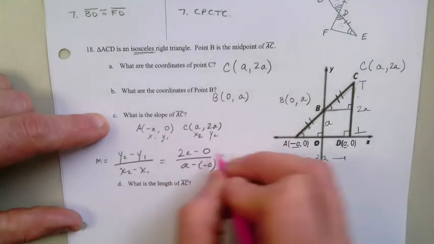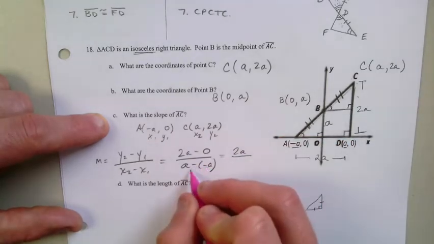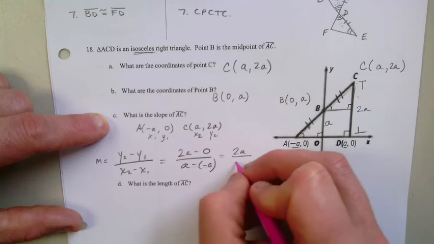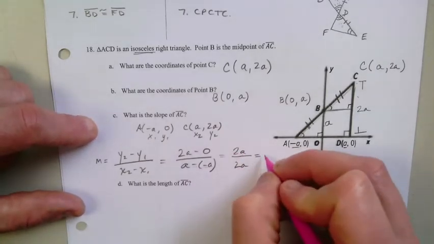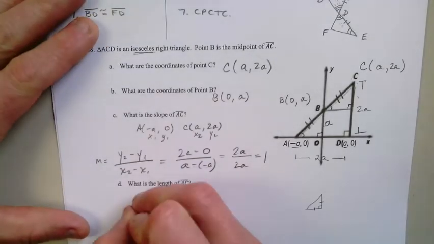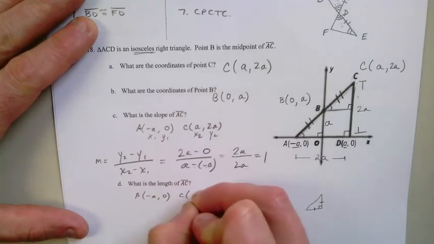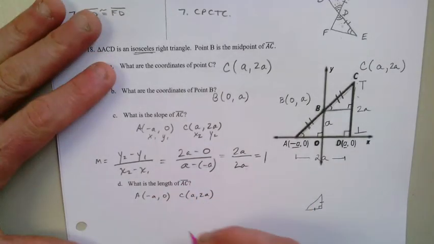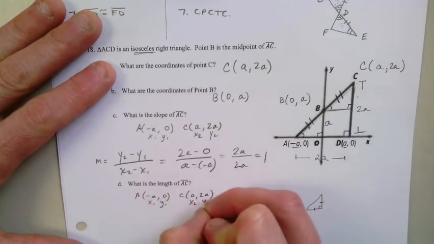Now, 2A is just left in the numerator. Denominator, this actually becomes a positive. So I have A plus A, which would be 2A as well. And anything divided by itself is always 1. So the slope of that line is going to be 1. Okay? What's the length of AC? Well, again, I'll put A down here. C is going to be A, 2A. Okay? Again, I'm going to put the x sub 1, y sub 1, x sub 2, y sub 2.